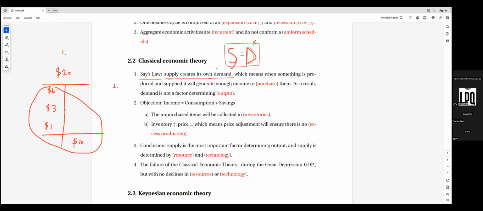And one more thing: in the long run, how many goods and services can be produced within a country? In the long run, it is determined by two things, two factors. The first one is called resource, and the other one is called technology.